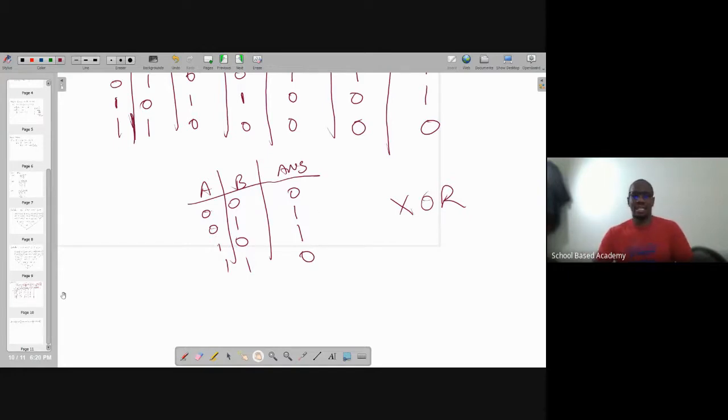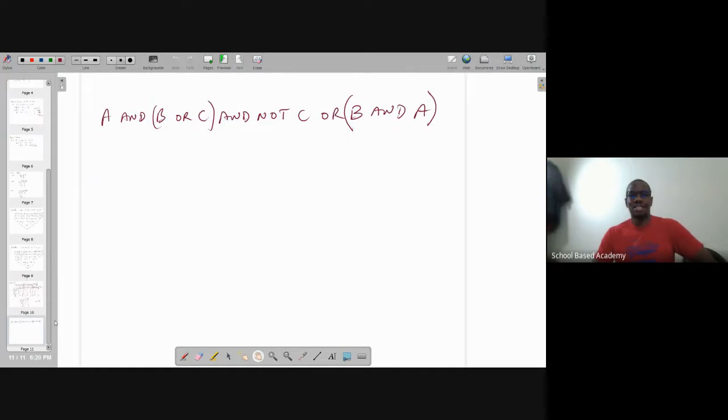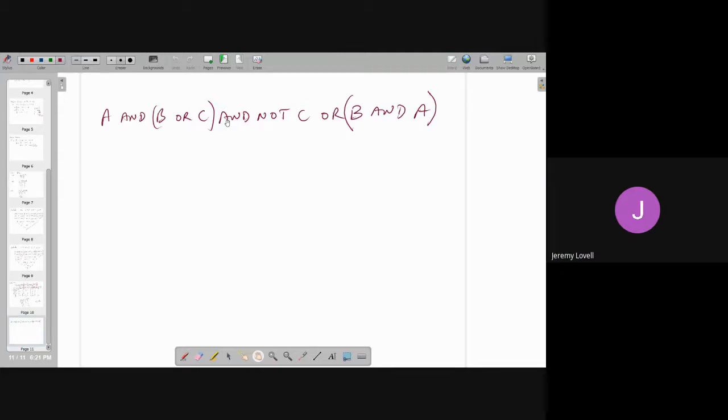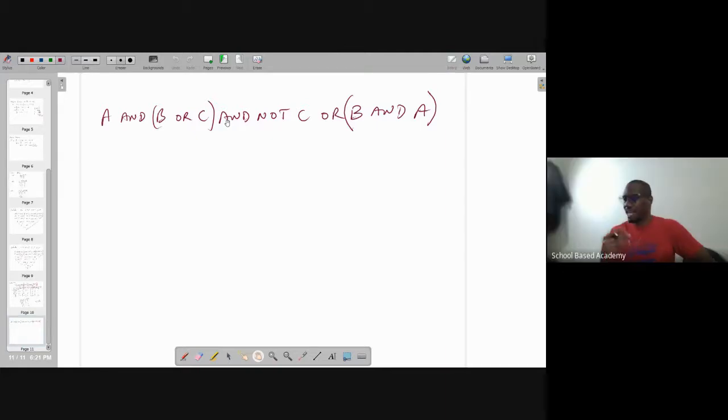All right, so now we have this mean looking one here. What do we do in the case where we have how many variables now? 3. Sir, we have 3 variables.